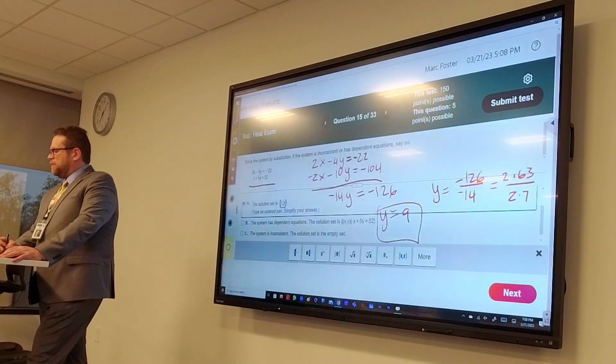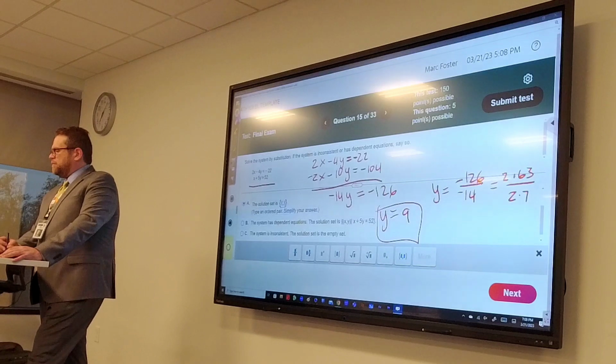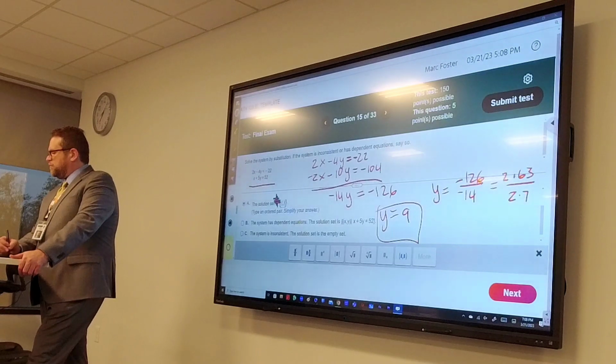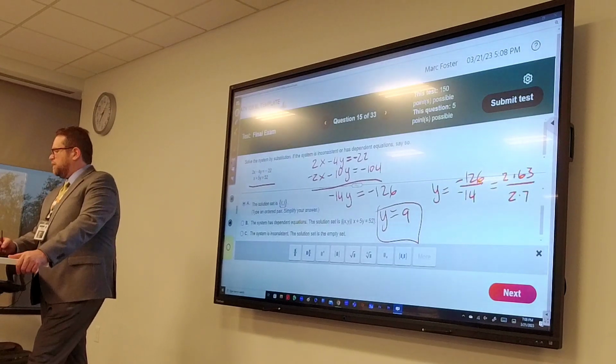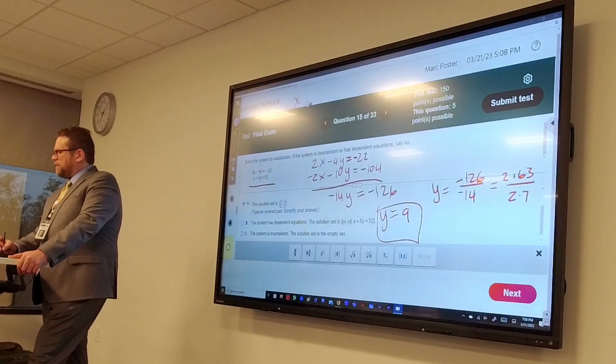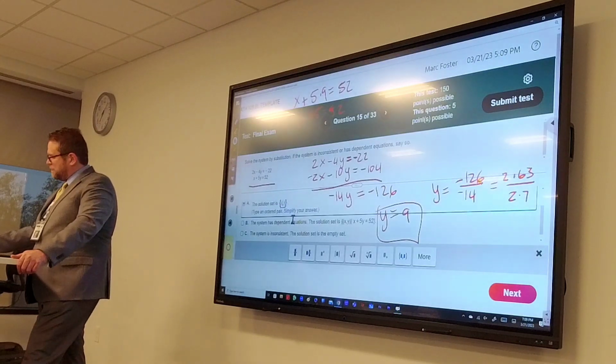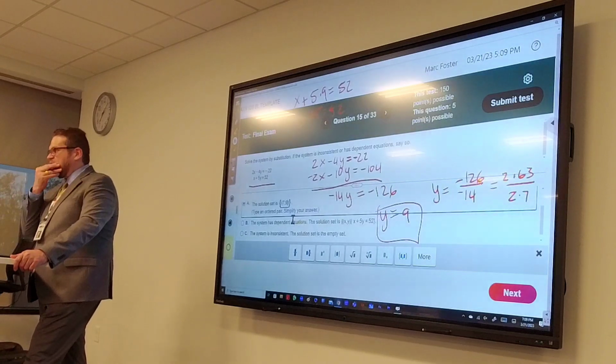Well, plug the 9 back into one of these up here, whichever one looks the easiest. Would you rather put it in the bottom one or the top one? The bottom. Okay. So x plus 5 times 9 is 52. And 5 times 9 is 45, so then x would be what, 7? Okay. So my answer will be 7 comma 9, and it'll be in parentheses because it's an ordered pair.